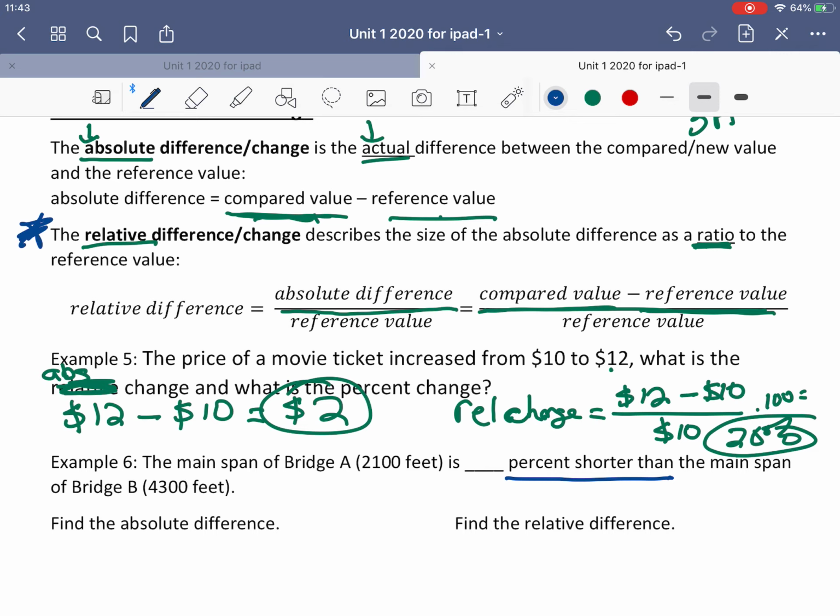So percent change is relative change or relative difference. So I'm going to go ahead and practice finding absolute difference just for the fun of it, but what we're actually after here, our answer, is going to be the relative difference. So absolute difference says I take the compared value and subtract the reference value, but there's not a new value and an old value, so which is which? Okay, so percent shorter than is referencing the main span of Bridge B, since that is what's being referenced by the percent.